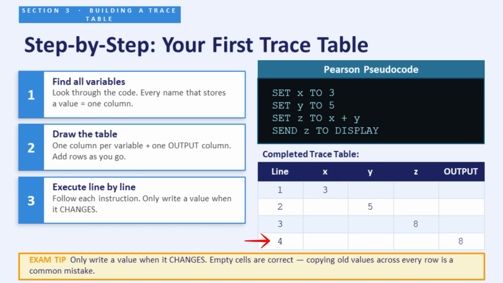Notice we only write a value when it changes or when something is output. We do not copy the old value across every row. That's a common mistake. Exam tip. Only write a value in a cell when it changes. Leaving cells empty is correct. Copying the previous value across every row is a mistake that wastes time and confuses your answer.